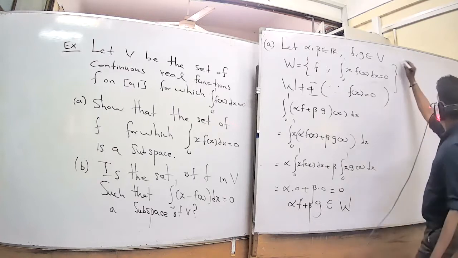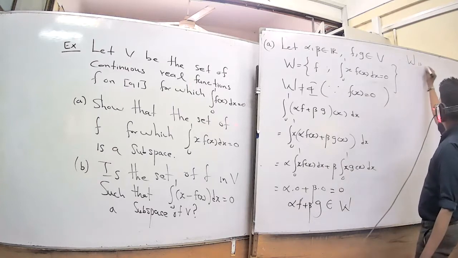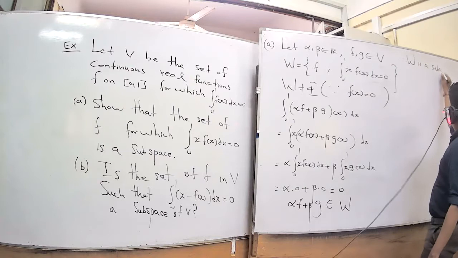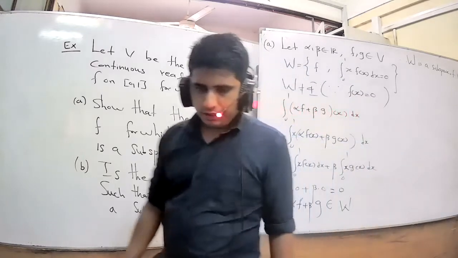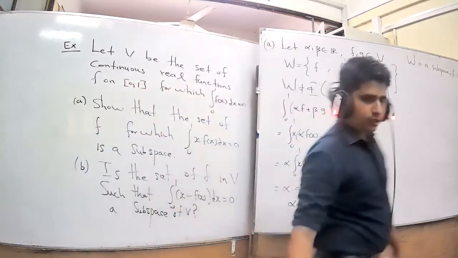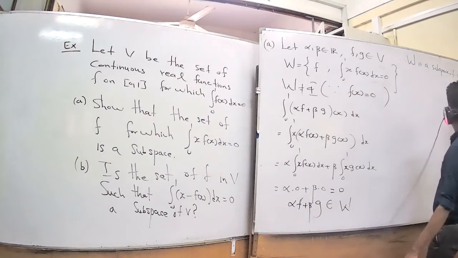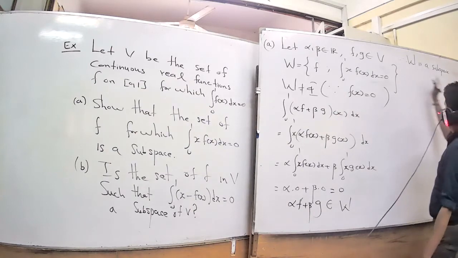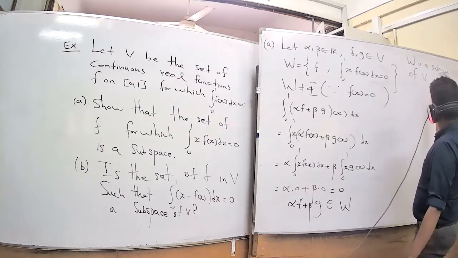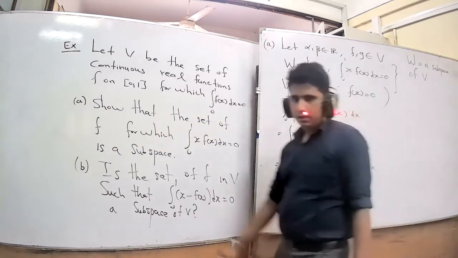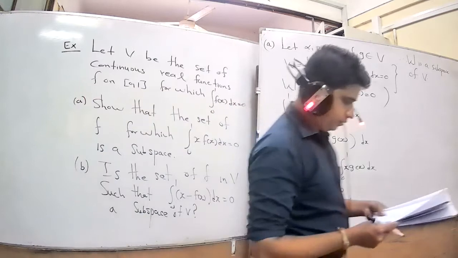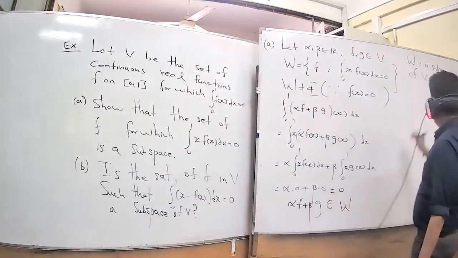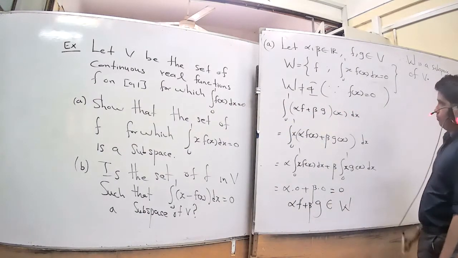Therefore, W is a subspace of V. Okay, next, part B.